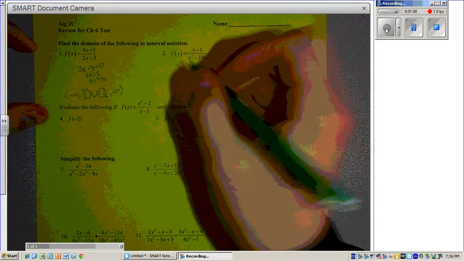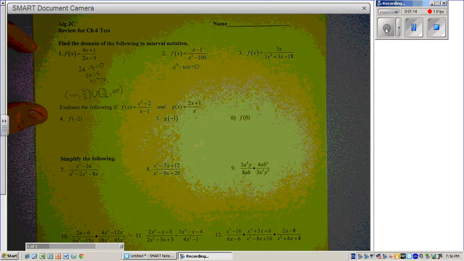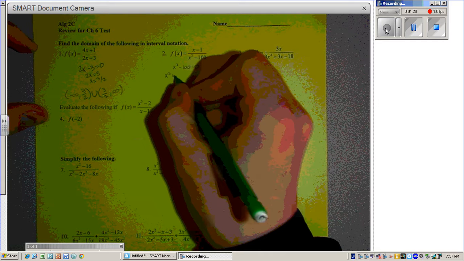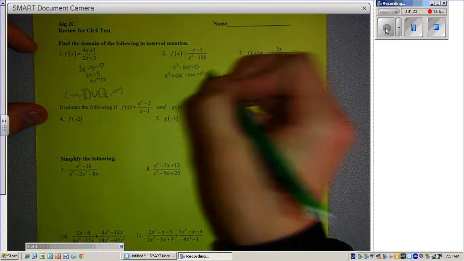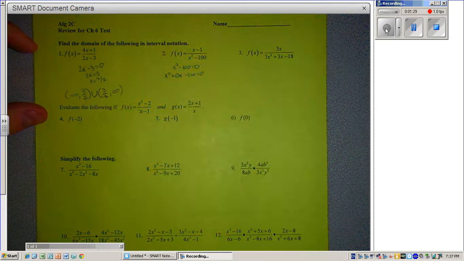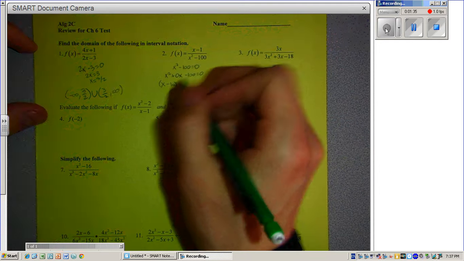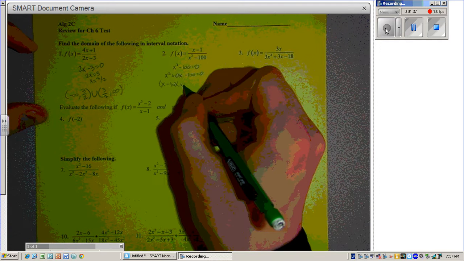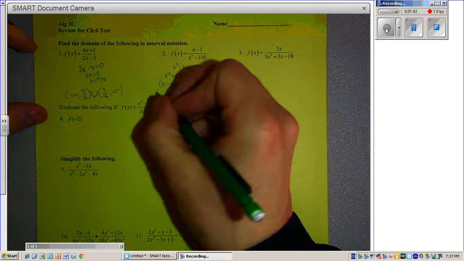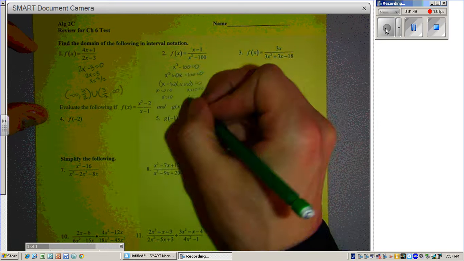We need to find the excluded values. So I'm going to take my denominator, x squared minus 100, and set it equal to 0. I still need to solve for x, so I'm going to do this by factoring. I'll rewrite it as a trinomial: x squared plus 0x minus 100 equals 0. I need two numbers that multiply to negative 100 and add to 0. So that's x minus 10 times x plus 10, set equal to 0. Now I set both of those mini equations equal to 0 and solve for x: x is 10 and x is negative 10.